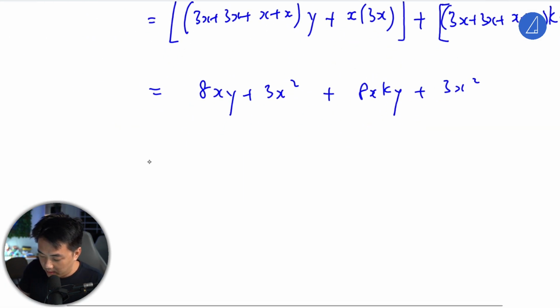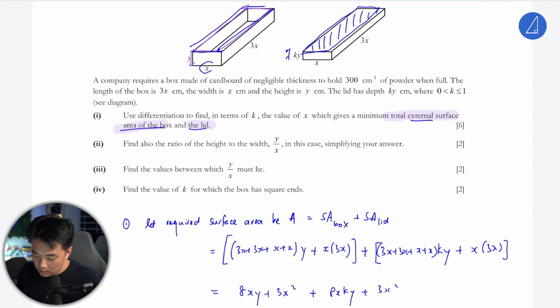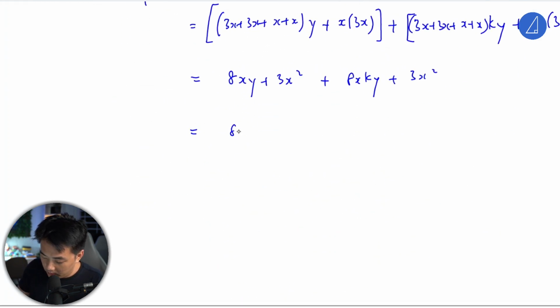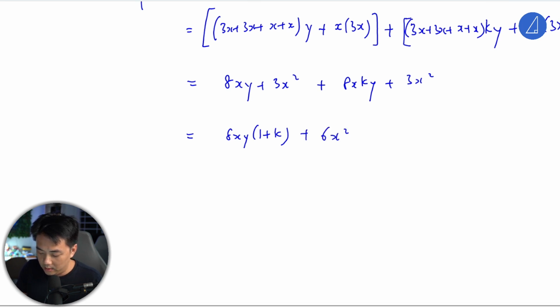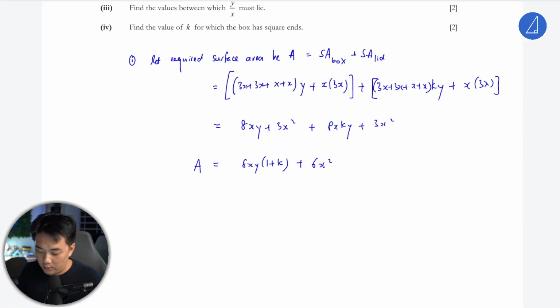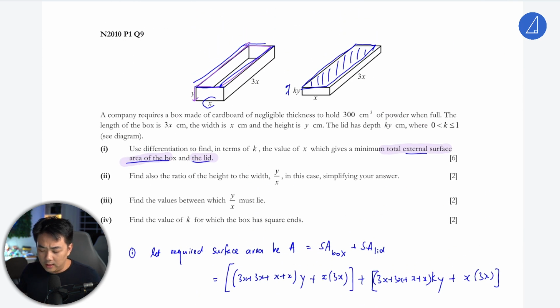So in this case, what we'll get is essentially 8xy(1 plus k) plus 6x squared. I've just factorized it out and grouped them together. So this is the surface area that's required of us. Then the next thing, take note, usually there is a fixed condition to relate the two variables. In this case there are two variables, namely x and y, right? So we are given that we need to hold a volume of 300 cubic centimeters.